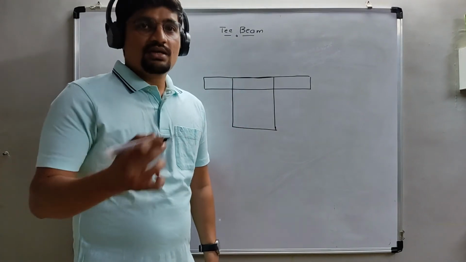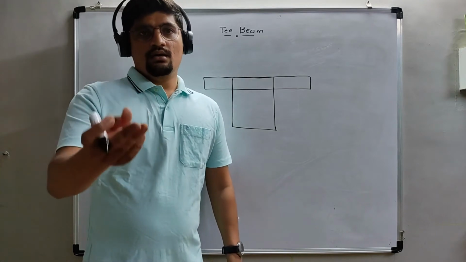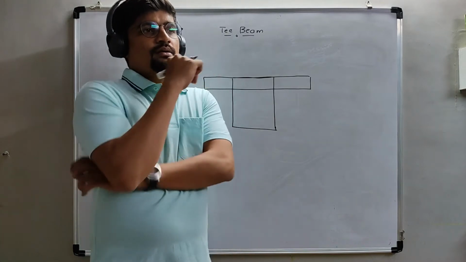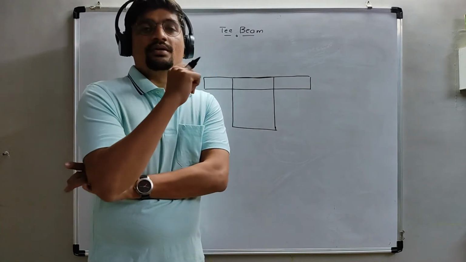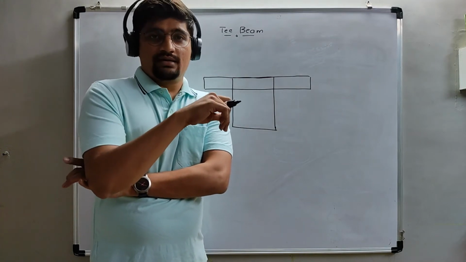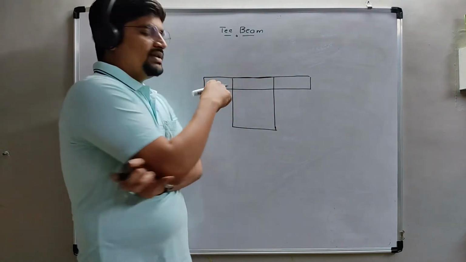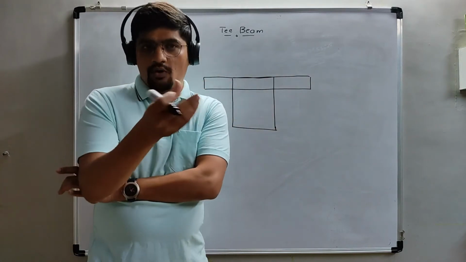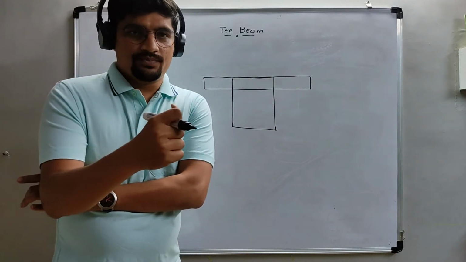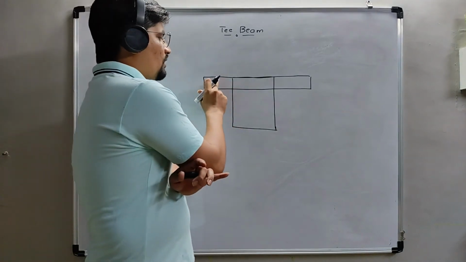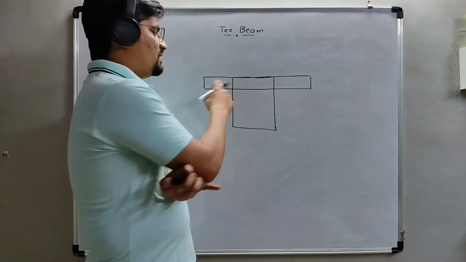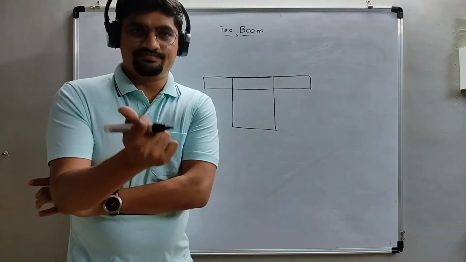In the doubly reinforced section we were providing compressive reinforcement, but we think: why provide compressive reinforcement if we can resist the additional moment by providing a flange section of concrete itself? So it's a combination of slab and beam. The shape of the flange is like this and the beam is here, so the shape itself is named a T beam.